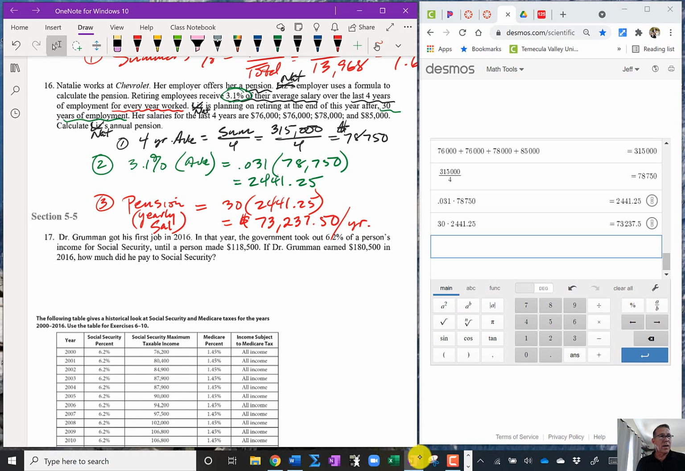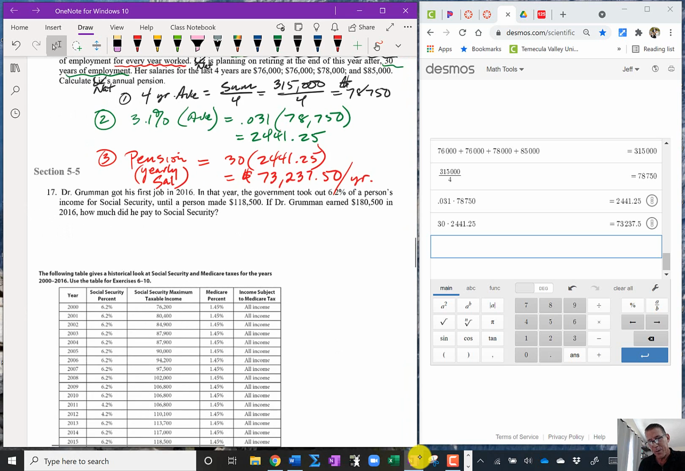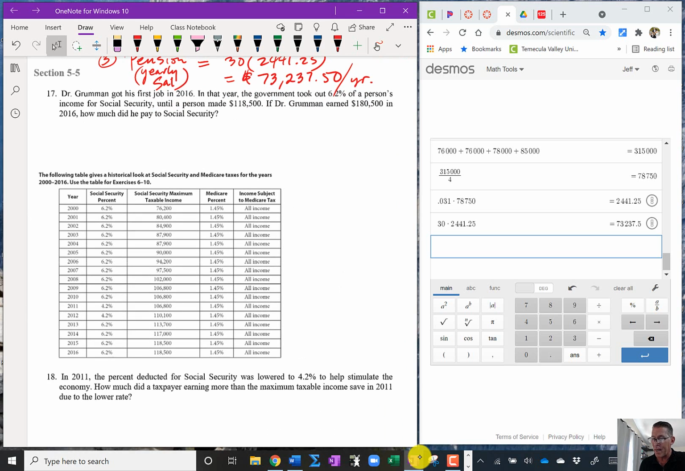Okay, let's finish up. Dr. Grumman got his first job in 2016. In that year, the government took out 6.2% of the person's income for Social Security until they made $118,500. If he earned $108,500 in 2016, what did he pay in Social Security? How much did he pay?